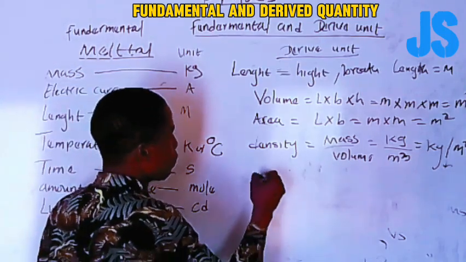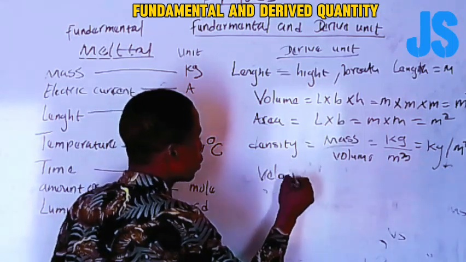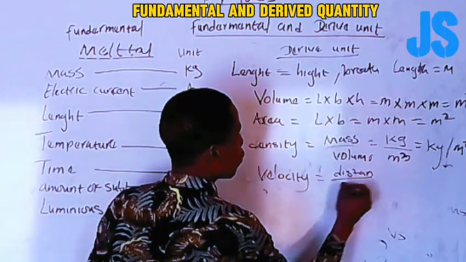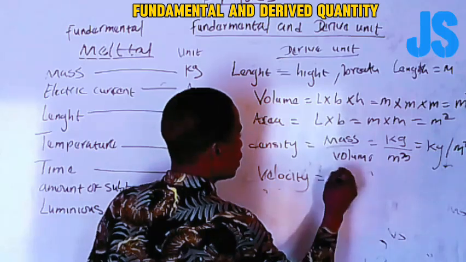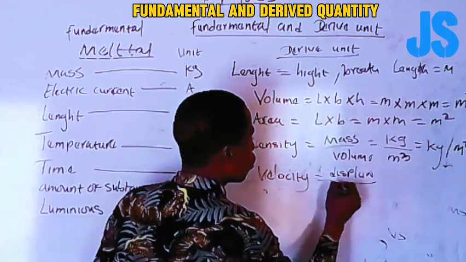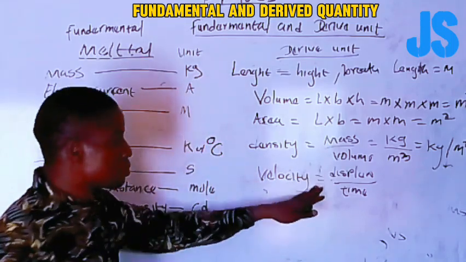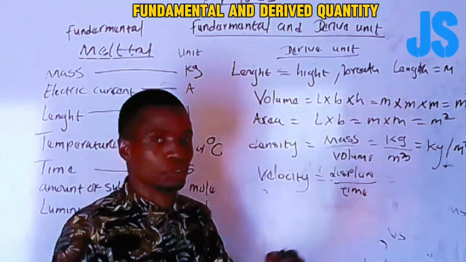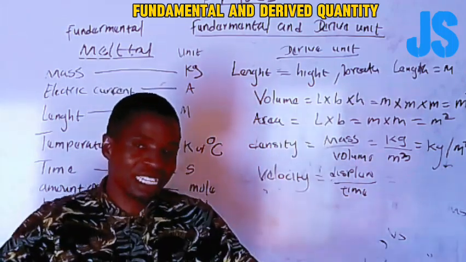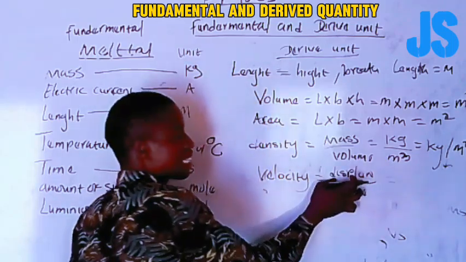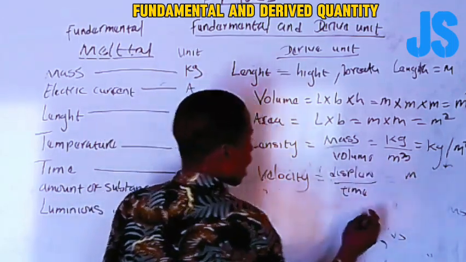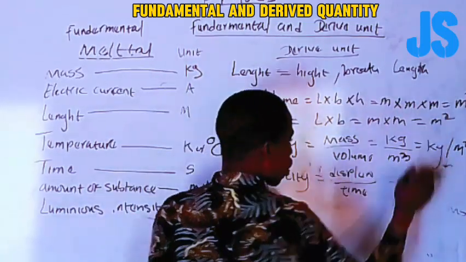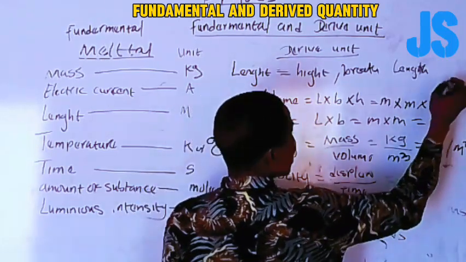Another example is velocity. What do you mean by velocity? Velocity is distance all over time, or displacement all over time. Displacement all over time. The unit of displacement is the same thing as distance, and distance is meter. We use distance and displacement as meter, and the same thing with height, breadth, and length.